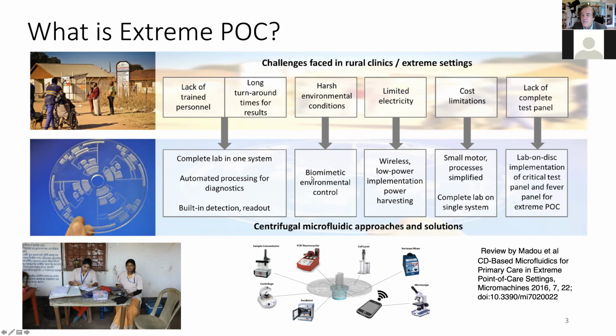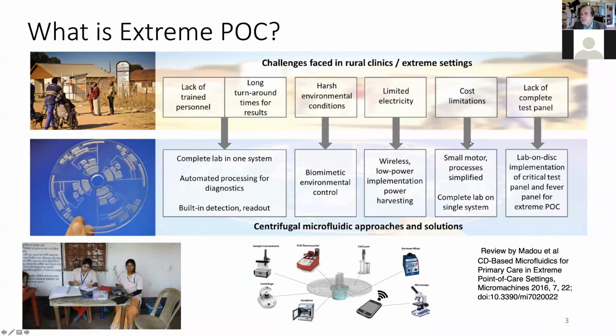I'm mentioning here biomimetic environmental control because lately we have started looking at how in nature life that always contains some liquids, how does it protect itself from drying out? Think about spores that can survive very, very harsh conditions for a long time. Limited electricity, so we are talking about wireless, low power implementation and power harvesting. Maybe just you carrying that little instrument generates some movement that can help power the device.